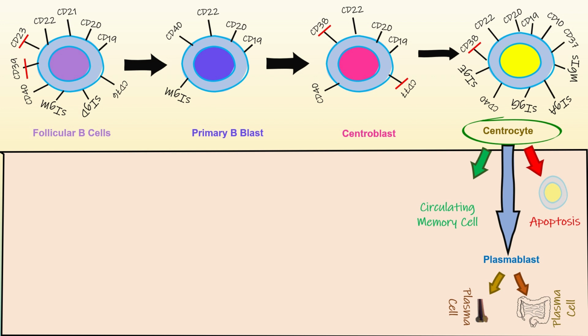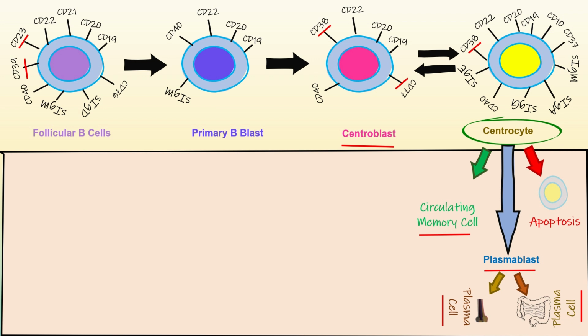Centrocytes have renewed expression of immunoglobulin, which permits them to react with antigen presented by follicular dendritic cells. They may differentiate again into centroblasts, but may also transform into memory B cells and plasmablasts, which then differentiate into plasma cells in bone marrow or in the mucosal lining of the gastrointestinal tract.